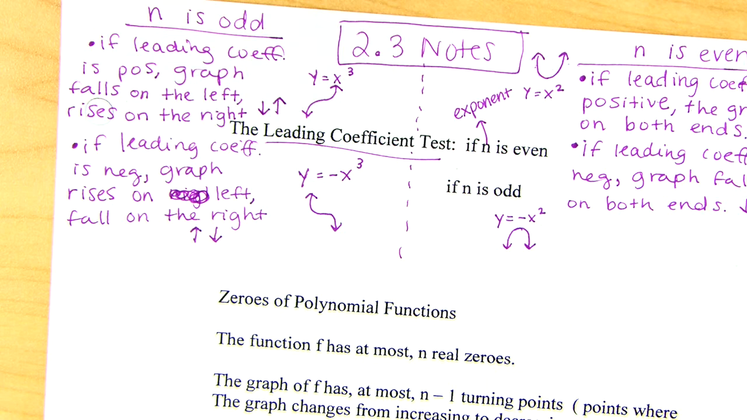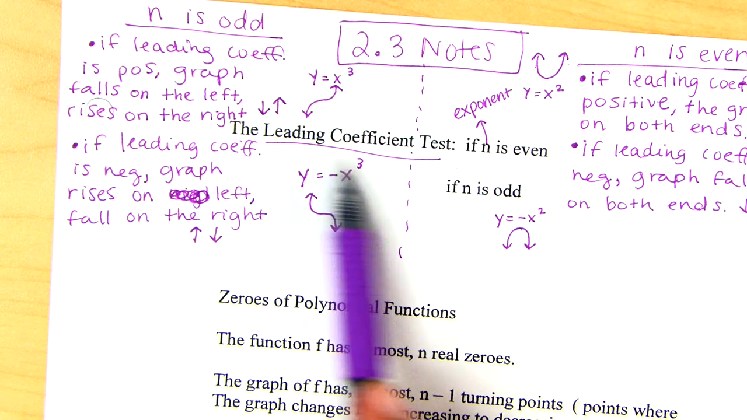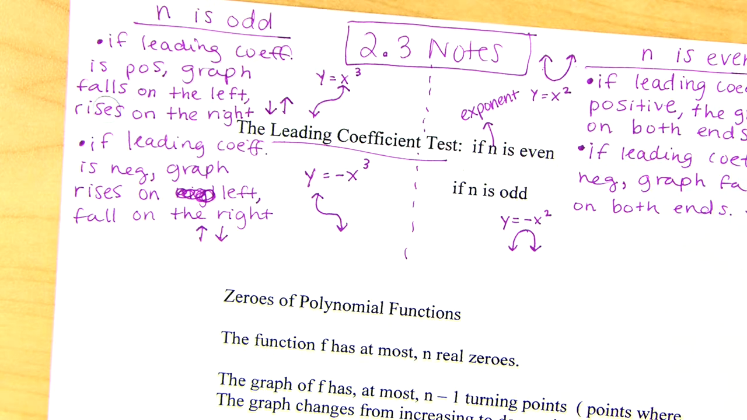So the reason I care about this is we're going to be trying to sketch some of these polynomials by hand. Now we don't need to get a perfect sketch. It won't be exact. We're not going to hit every single ordered pair that the function actually passes through. But we can get a surprisingly good idea of what that graph's going to look like just by using our leading coefficient test and knowing what that end behavior is going to look like.